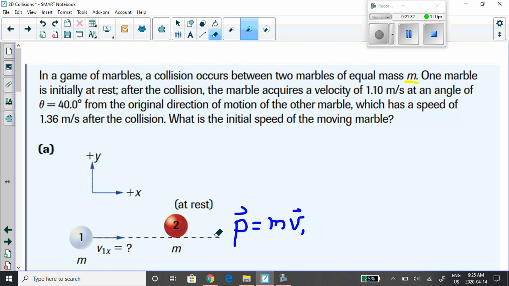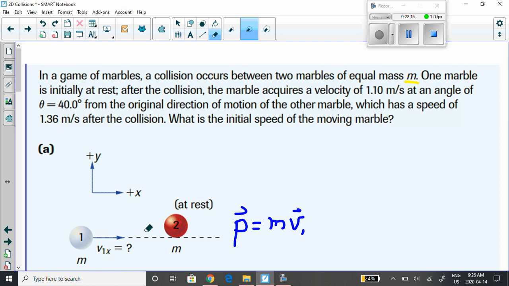This marble number 2 takes off at 40 degrees to this original direction, which has a speed of 1.36 meters per second after the collision. So this marble right here takes off with a speed of 1.36 meters per second after the collision. What do we want to find out? We want to find out the initial speed of the moving marble. Here it is. See how it's got a question mark here? Velocity 1 x component equals question mark. The reason they wrote x component is this is totally moving in the x direction.